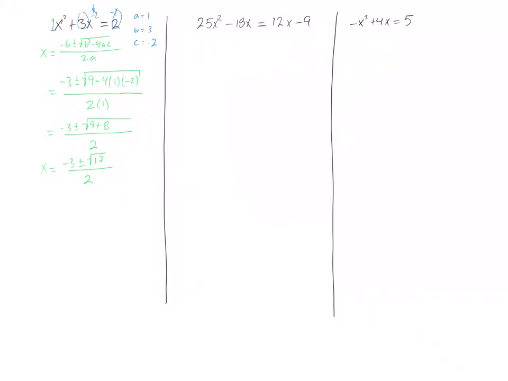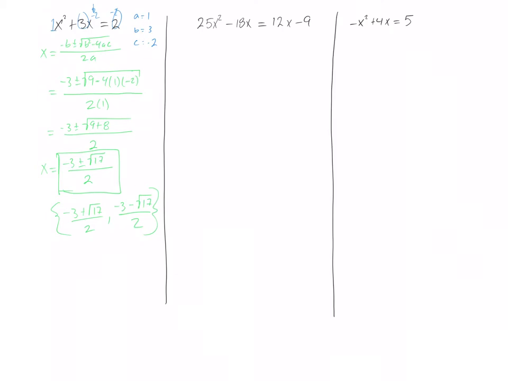So this is what x is equal to, and we can just leave it just like that. If you wanted to, you could say negative 3 plus the square root of 17 over 2, and negative 3 minus the square root of 17 over 2. That would be similar, and you could say, this is my solution set. But I don't like to write it this way because, well, it's just shorter.